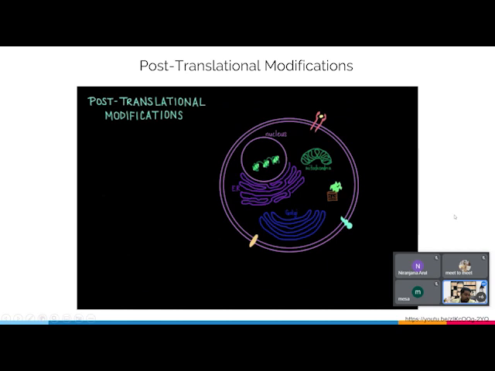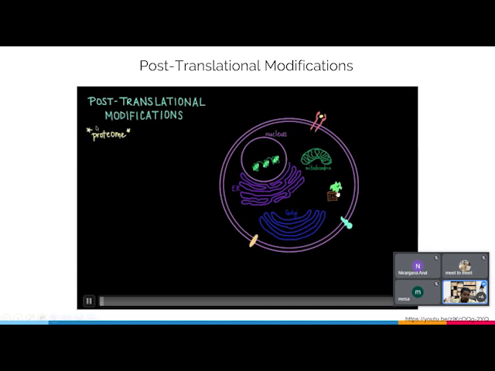In the last few decades, researchers have discovered that the human proteome is vastly more complex than the human genome.